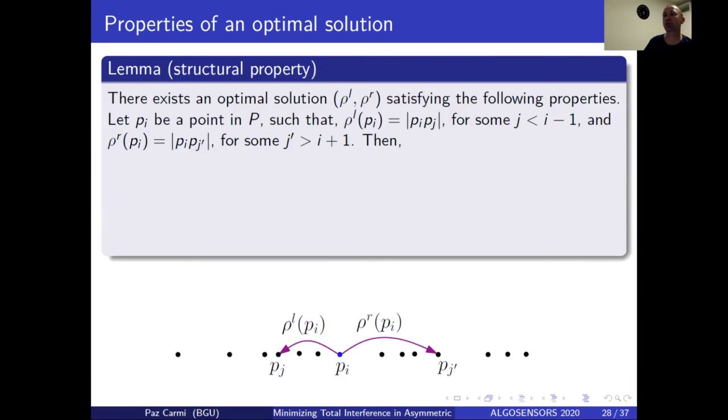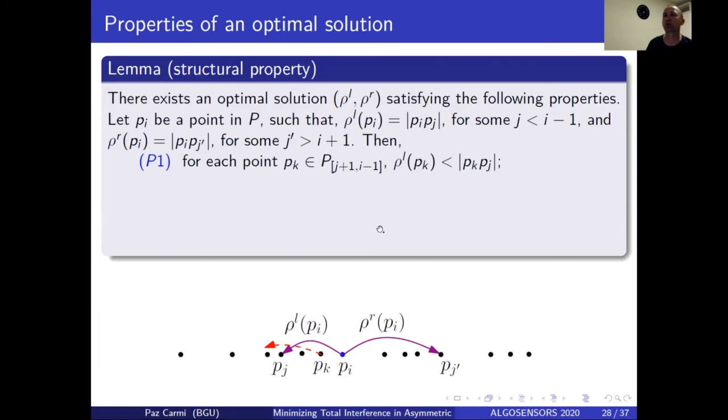Now we have this lemma which gives some structural property on an optimal solution. So there exists an optimal solution with the left-right range assignment, satisfying the following properties. Let pi be a point such that the left range of pi ends at a point pj, and the right range of pi ends at a point pj prime. Then the first property says that if we have a point pk between j and i, not including j, not including i, then the left assignment of pk cannot go behind pj, cannot even go to j. So the left assignment of pk will be to a point whose index is bigger than j.